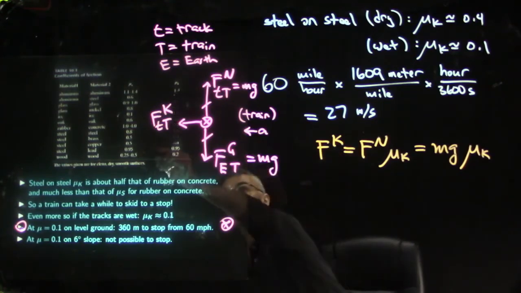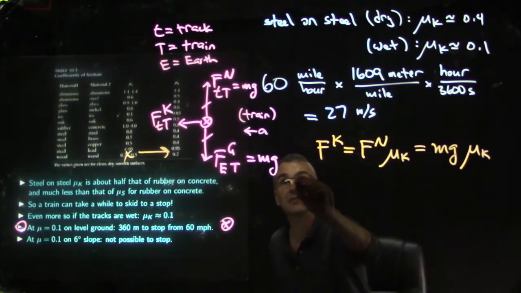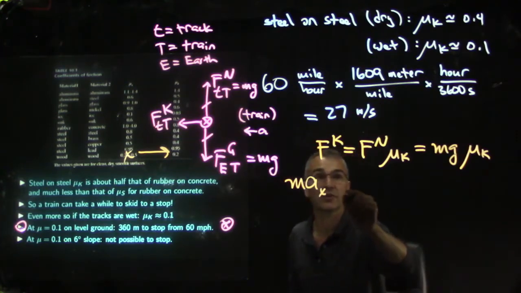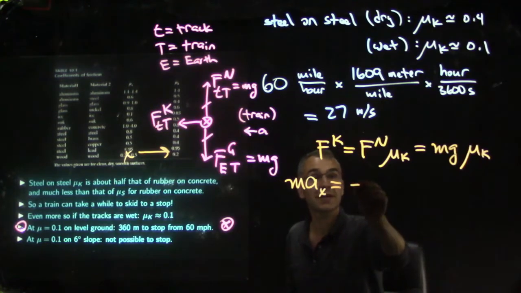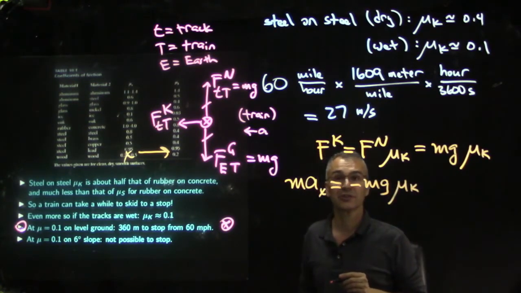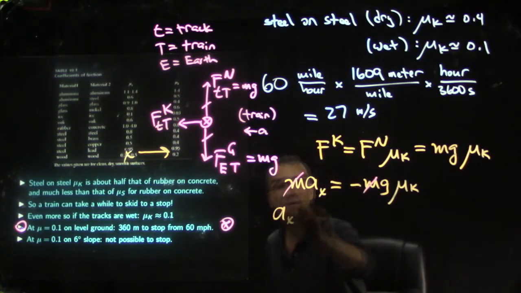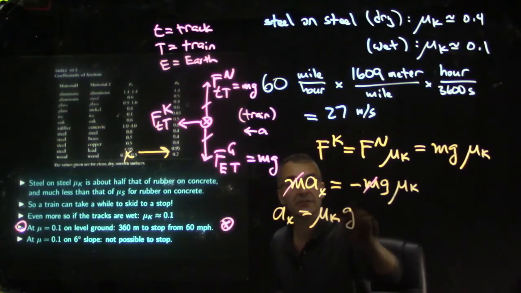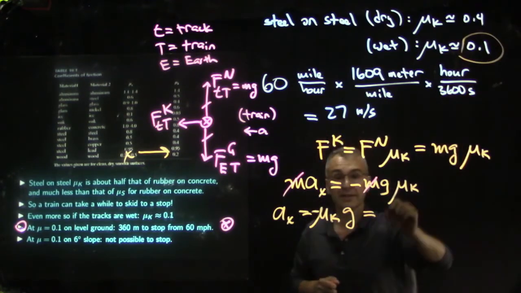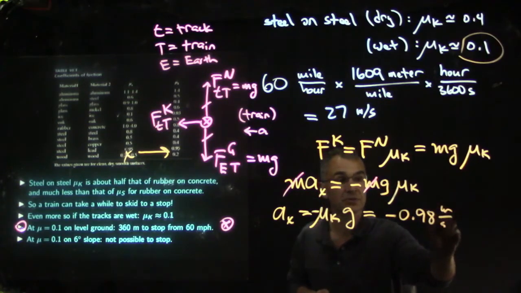Let's say this is our x-axis pointing to the right. So we have the mass of the train times a sub x of the train. It's accelerating to the left, in the minus x direction, so this would be minus mg times the coefficient of kinetic friction. You see the m cancels out, and we get a sub x equals minus mu kinetic g. If mu kinetic is 0.1 here, then this would be minus 0.98 meters per second squared.